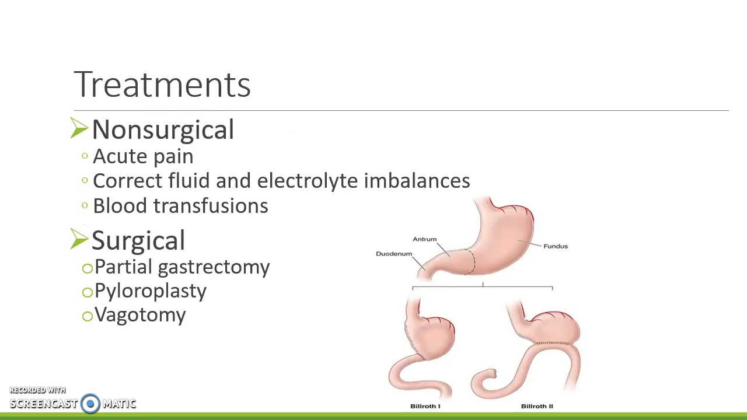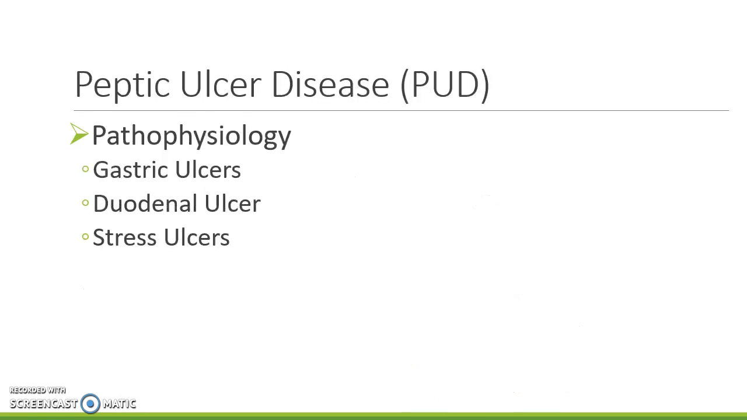Treatment includes non-surgical measures to treat the acute pain, correct fluid and electrolyte imbalances, and blood transfusions as needed, and surgical options: partial gastrectomy, pyloroplasty, or vagotomy. This picture shows a partial gastrectomy, the differences being where the stomach is connected.